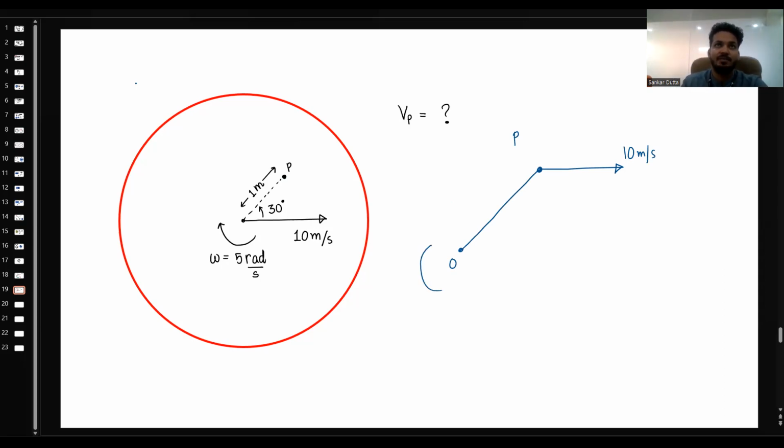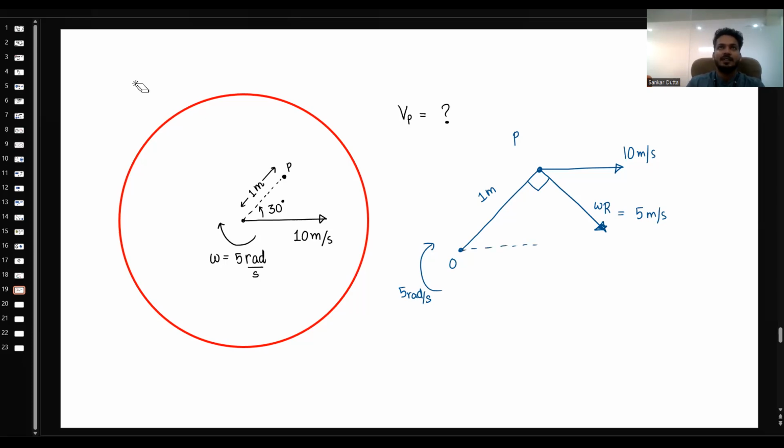But the rotational part of things, because it's rotating like this, the velocity because of rotation would be perpendicular to the radius, because tangential velocity is supposed to be perpendicular to the radius. Now this is 1 meter and omega is 5 radian per second. So when you do omega into r, it comes out to be just 5 meter per second. So the velocity because of omega into r will be like this.